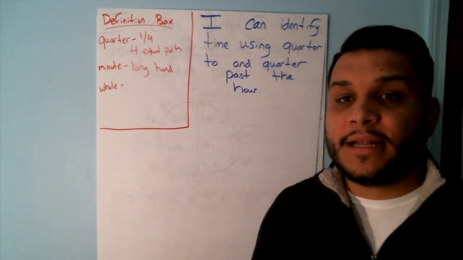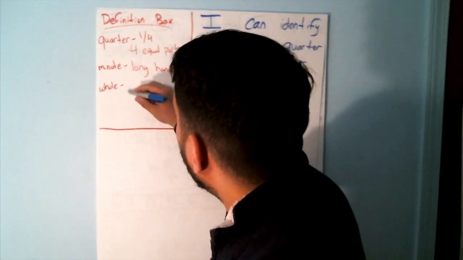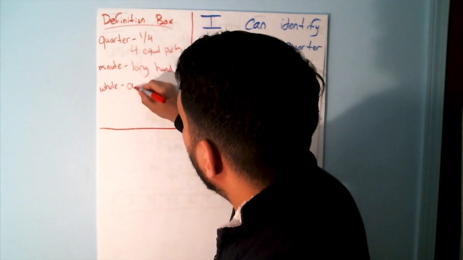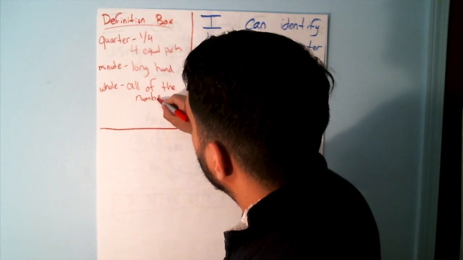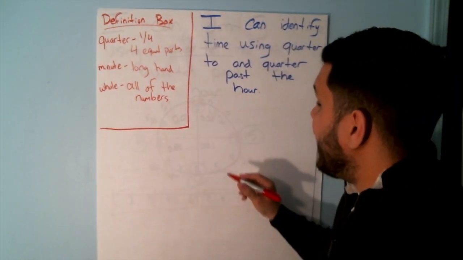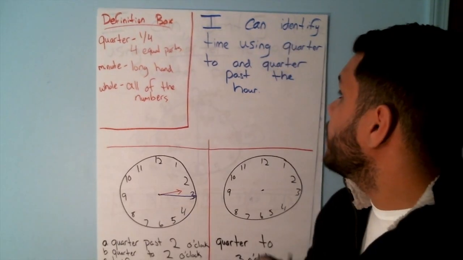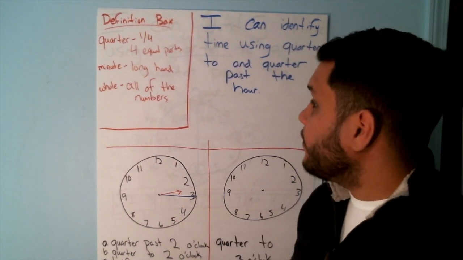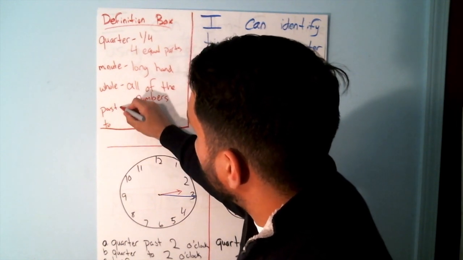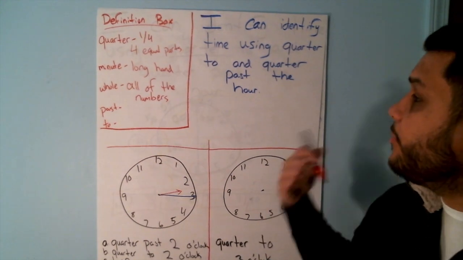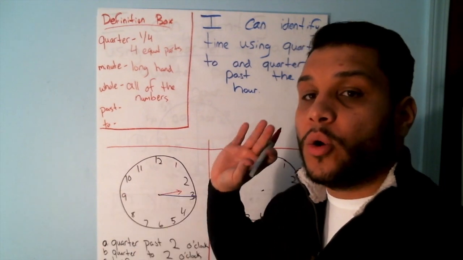And yesterday we said that our whole was what? We identified it as all of the numbers. Now today we're going to be identifying time by the quarter. I also want to reverse a little and add the words past and to. So when we're talking about quarter past something, I'm talking about moving beyond it or going by it.